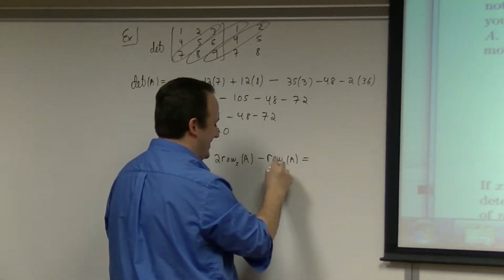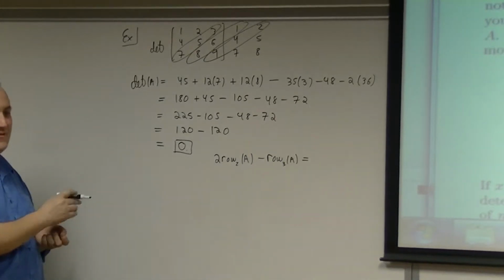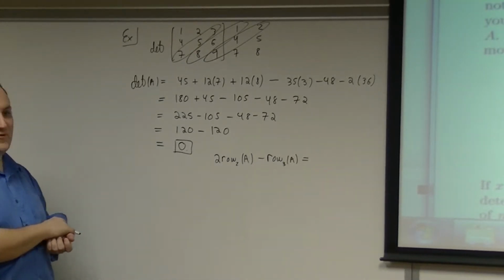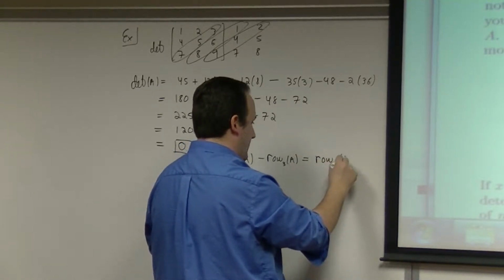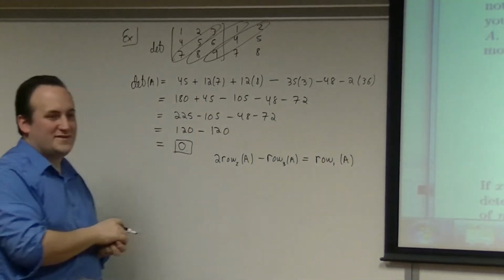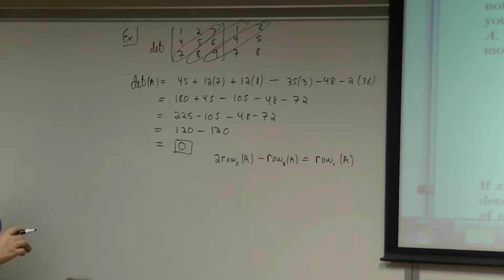Yeah, sorry. What's that equal to? Row 1. Yeah. So there you go. There's a linear dependence between the rows. Of course, there's a linear dependence between the columns too. Can you see it? 3 times column 1 is equal to column 3.